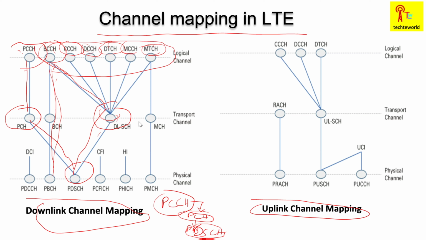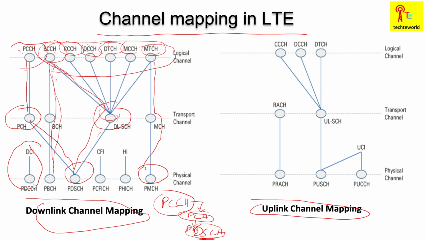Also we can see that MTCH is mapped to MCH, and then it is mapped to PMCH. Okay, this we also need to know, right? We need to remember how MTCH is mapped. And one more point which we need to remember is that there are some channels which are not mapped to any other upper channels, or which are not mapped to any other channels, right?